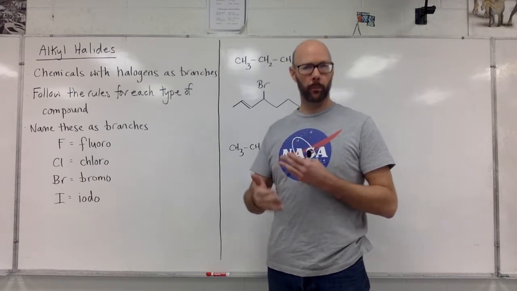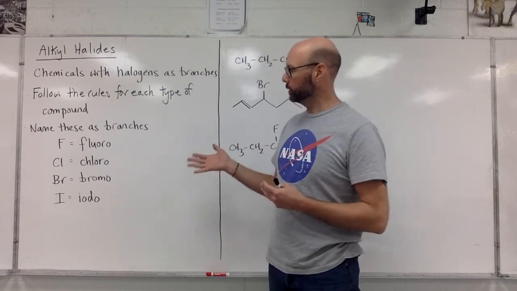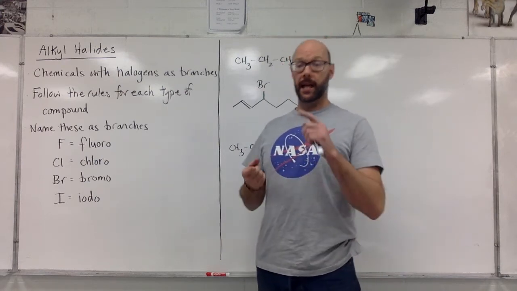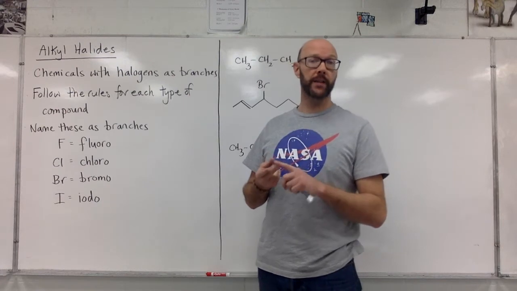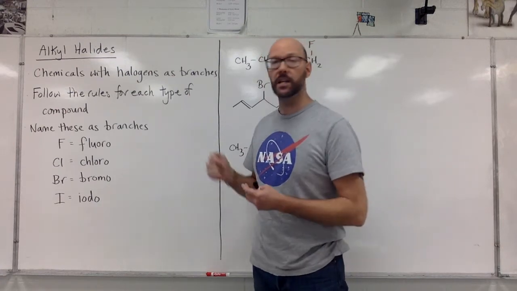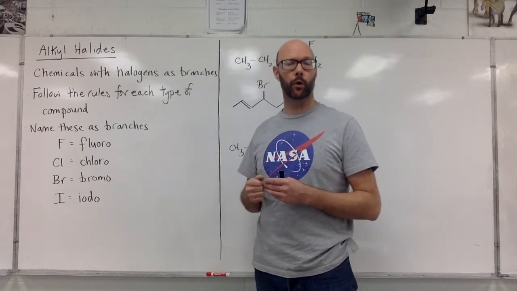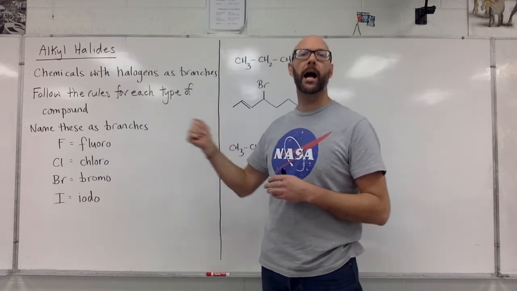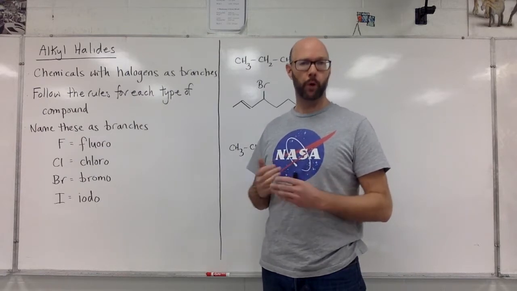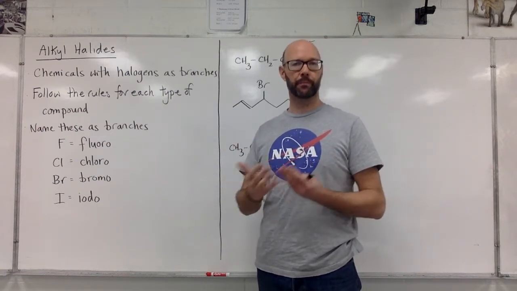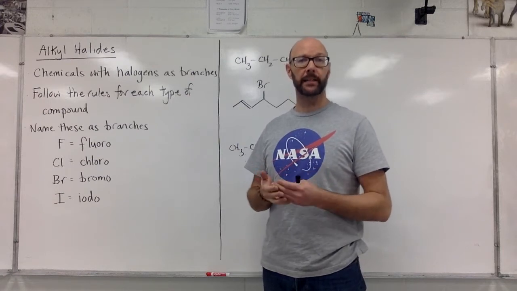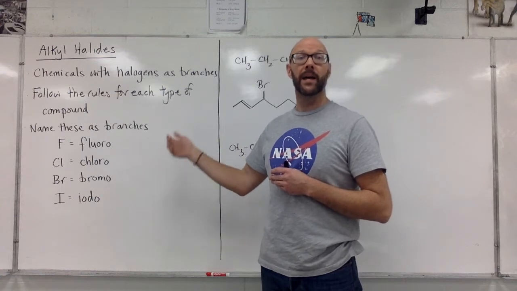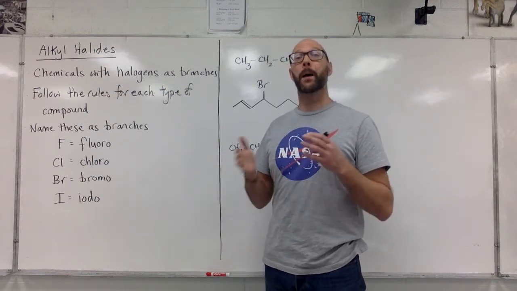We're going to follow our normal rules for naming branches, only now we have these four new possibilities. What are those rules again? If we have the same kind of branch twice, say di. So we might have difluoro or dichloro. If there's three of the same, then we say tri, as in trifluoro or tribromo. If we have different kinds of branches, we're going to name them alphabetically. Bromo would be the first one, then chloro, then fluoro, then iodo, then methyl.